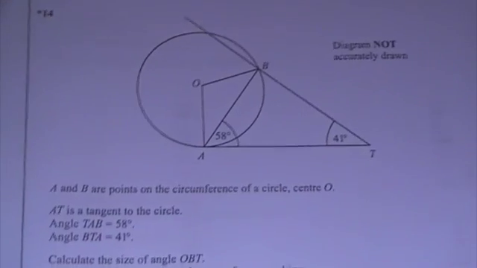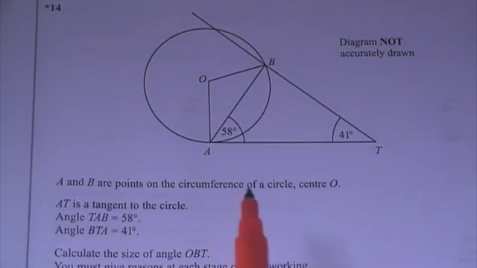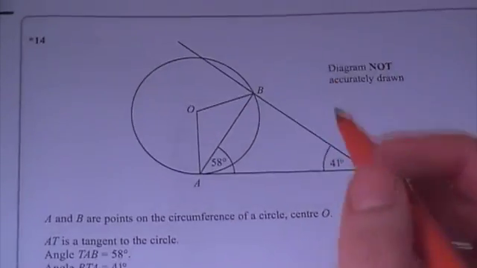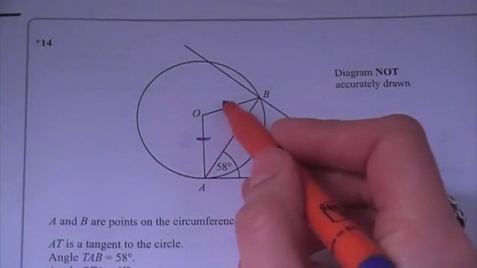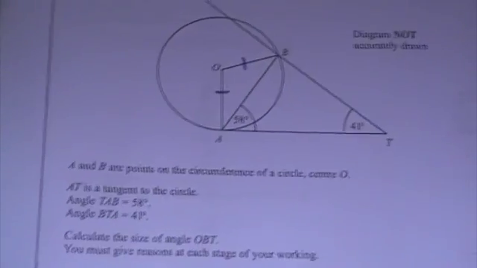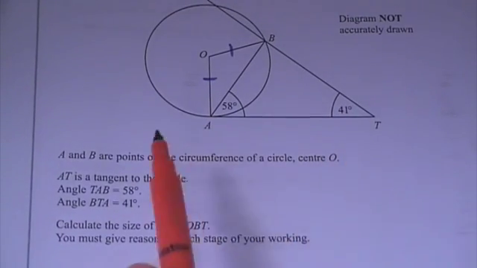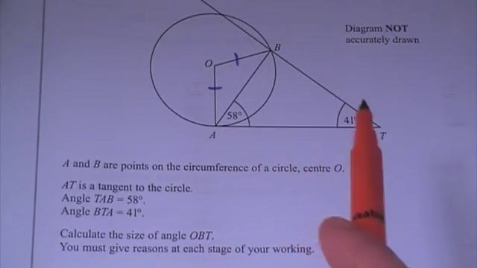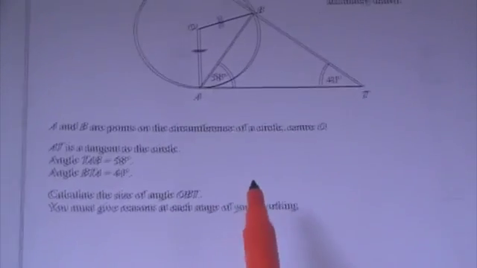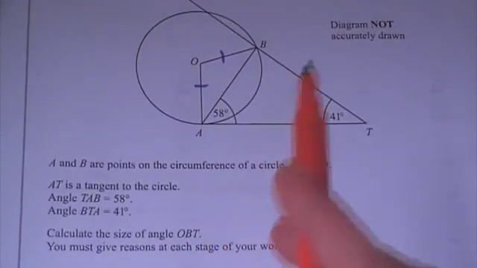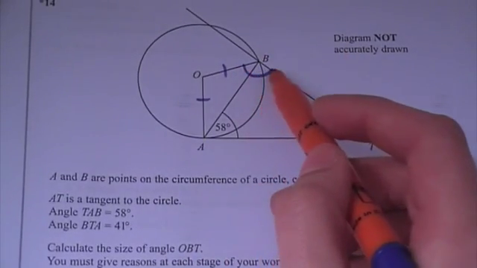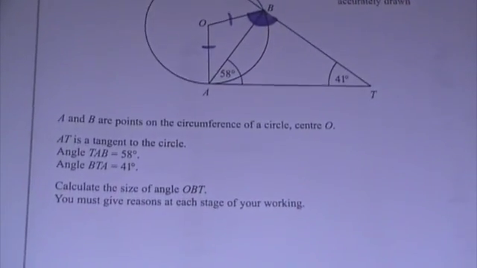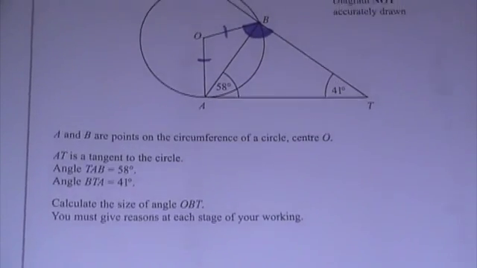Question 14. A and B are points on the circumference of a circle, centre O. So A and B. Now straight away we can label those. They're both radii, so they're going to be equal length. AT is tangent to the circle. Angle TAB is 58 and angle BTA is 41. Calculate the size of the angle OBT. So they want that whole angle there. You must give reasons each stage of your working.